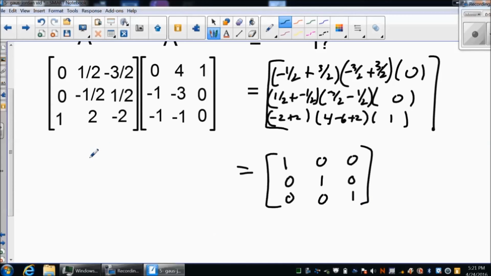Sure enough, I'm going to say that that is our inverse matrix by the Gauss-Jordan method.